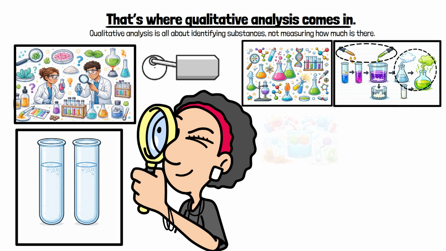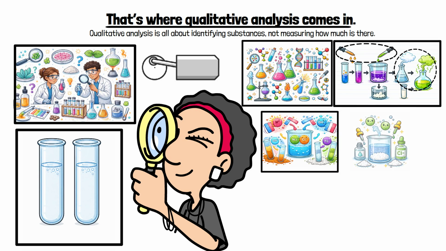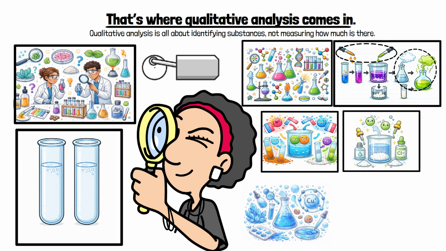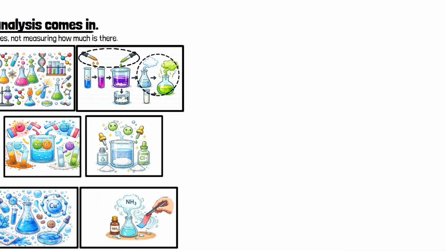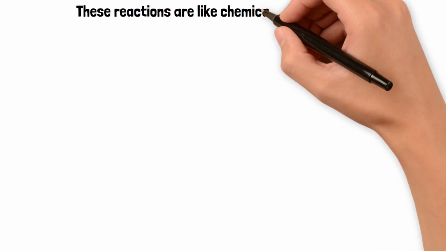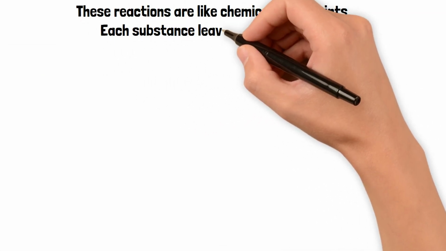Here's something even more interesting. Different ions behave in predictable ways. Chloride ions form a white precipitate. Copper ions produce a blue color. Ammonia gas has a sharp smell and turns damp red paper blue. These reactions are like chemical fingerprints. Each substance leaves a unique trace.